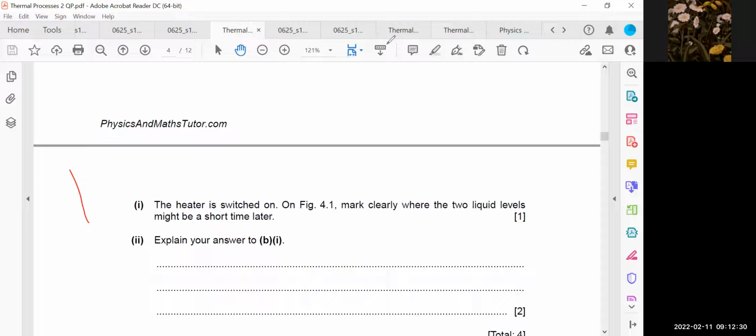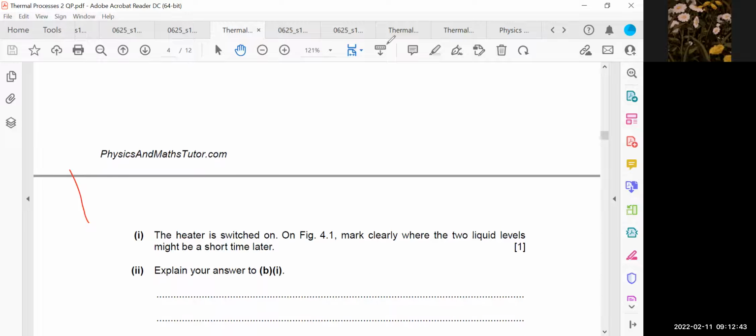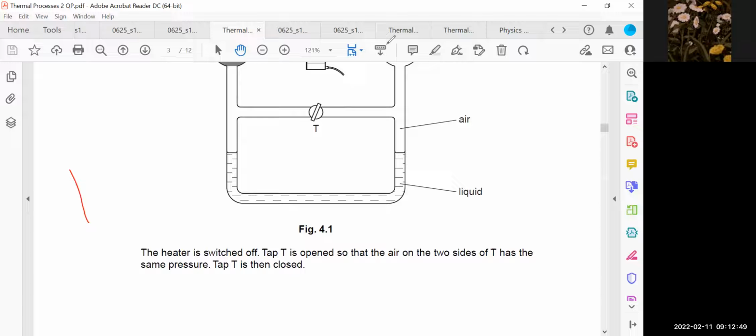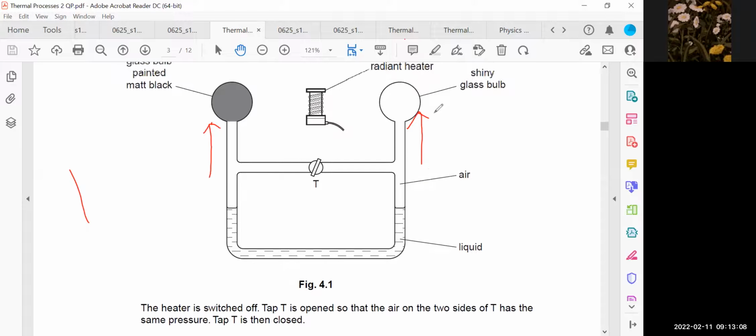I will do both questions together, children, 1 and 2. I hope you are able to understand the meaning of this question. The heater is switched on; mark clearly where the two liquid levels might be after a short period of time. Liquid level is there in this tube. So basically the question is whether the water level will rise upward on the black side or move upward on the right side. That we have to find out, children, with proper explanation.